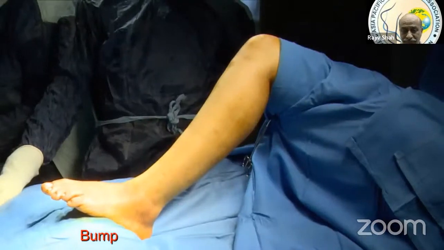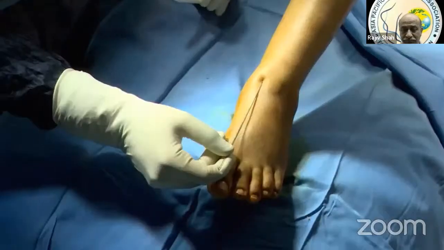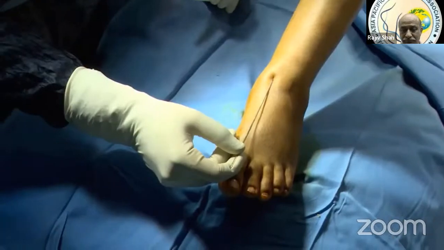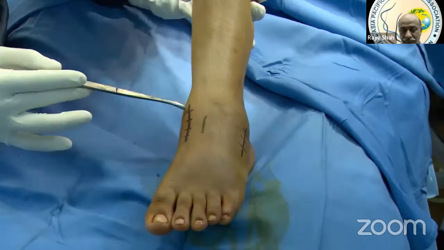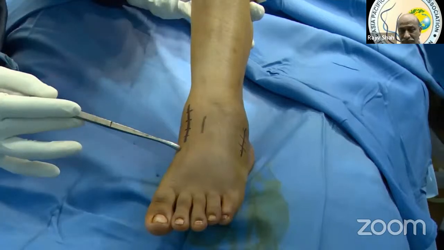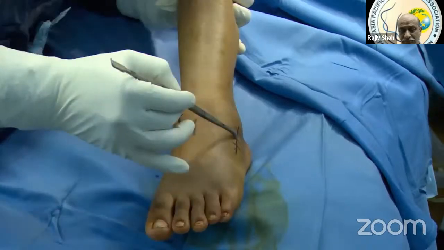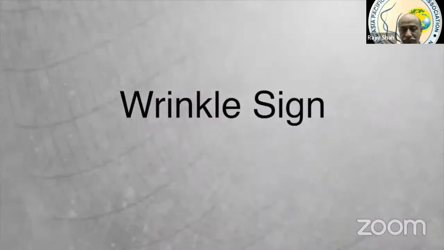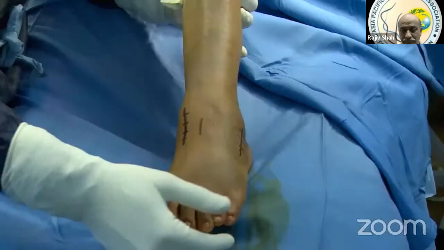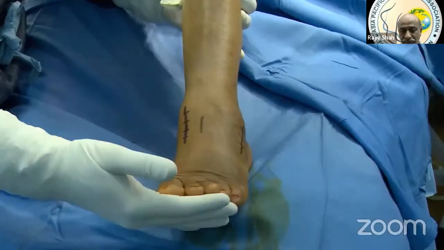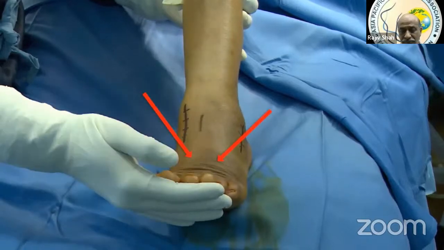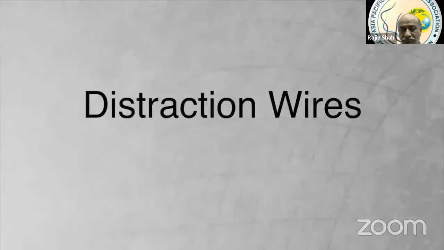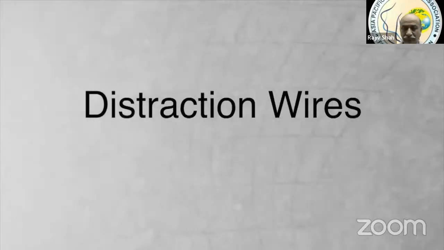The incision is marked with the help of a K-wire as a template. Vessels are also marked. Incisions are marked medially as well as laterally. The wrinkle sign is an important sign for us to decide on safe surgical intervention. This patient was operated on one week post-trauma. The management ladder of midfoot injuries is distraction followed by fixation.